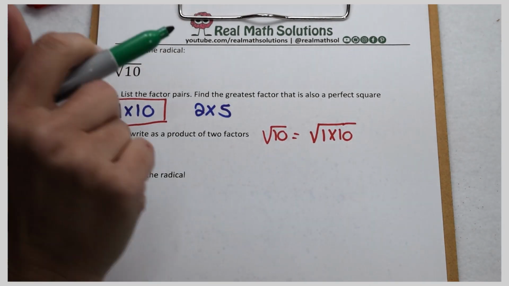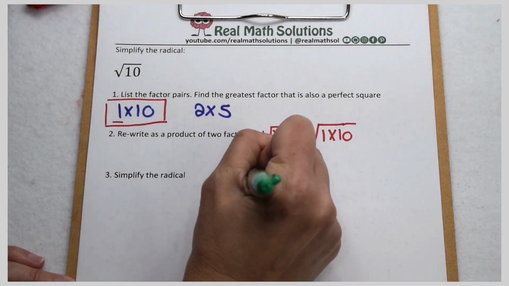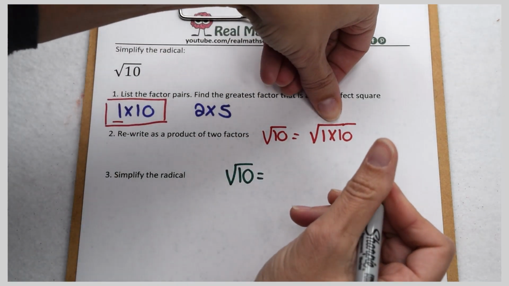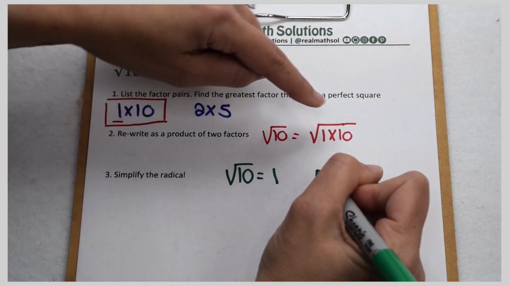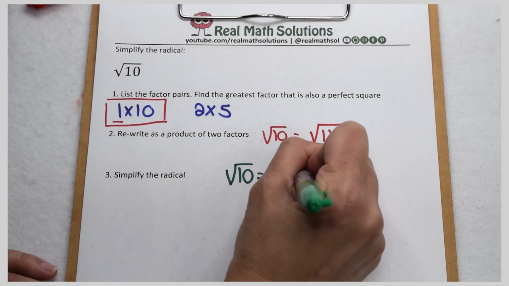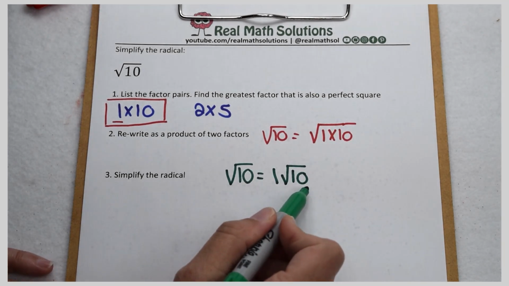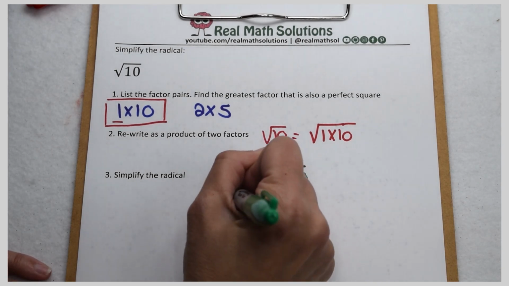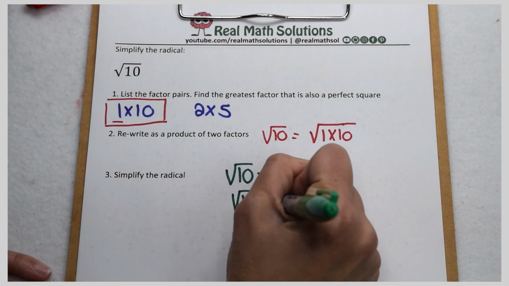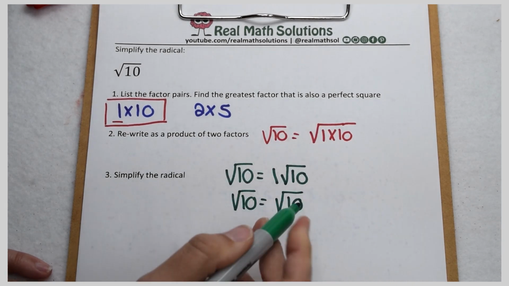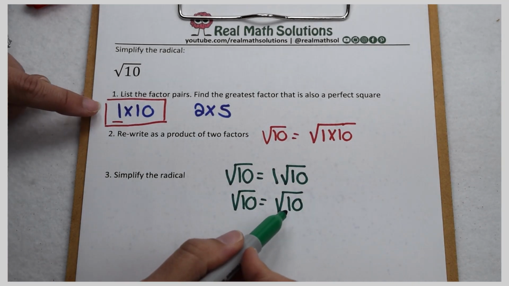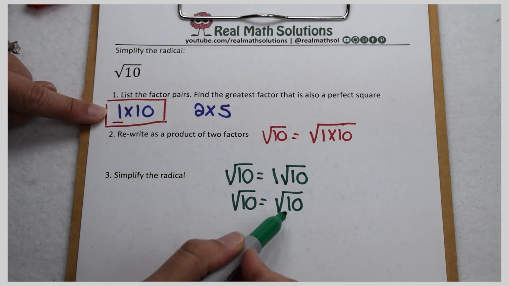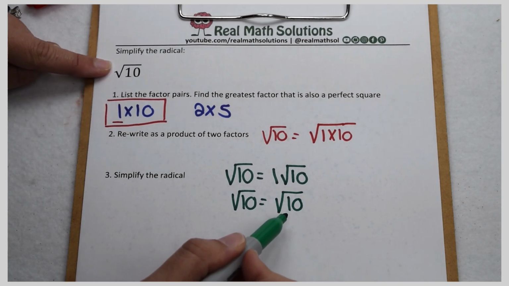So now we're going to try to simplify the radical. When we simplify the radical, we take the square root of the perfect square. So square root of 1 is 1 and leave the imperfect one. So we have 1 times the square root of 10. But 1 is also the multiplicative identity. Anything multiplied by 1 is itself, so we don't generally write it as a coefficient. So we drop that, and we have square root of 10 is the square root of 10. So what this tells us is if 1 is our only perfect square factor, then this is in simplest form, and we can't simplify it any farther.